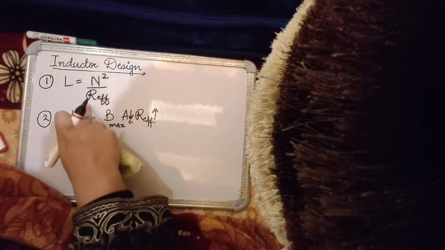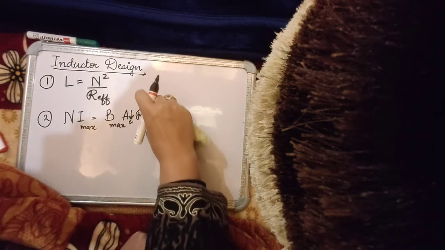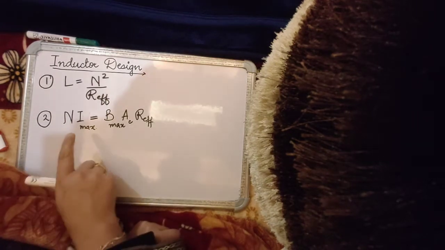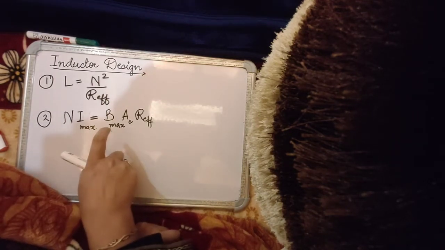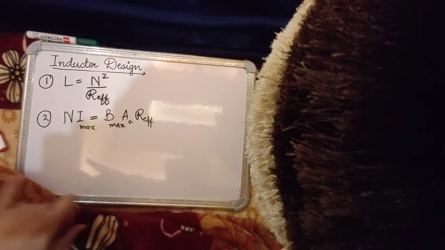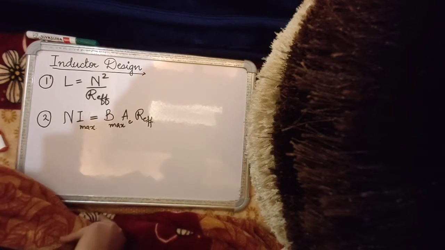So this equation that I have is basically giving me a constraint on controlling the saturation of the core, the current at which my core will saturate, which will correspond to a B max value that is given in the data sheet of the core itself. So this is the second constraint. The third constraint that we have is a physical dimensional constraint.